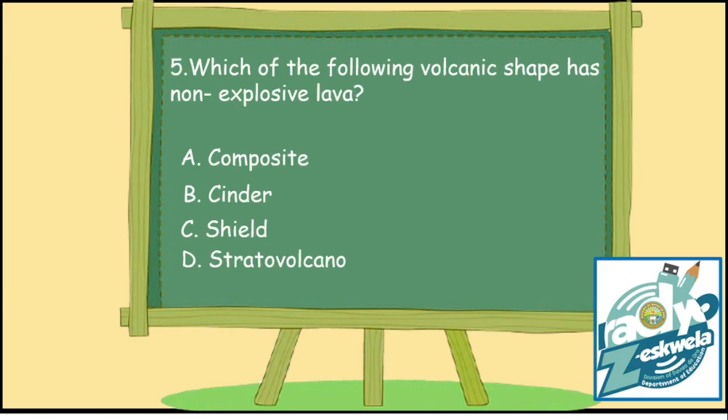Number 5. Which of the following volcanic shapes has non-explosive lava? Letter A, composite. Letter B, cinder. Letter C, shield. And letter D, stratovolcano.